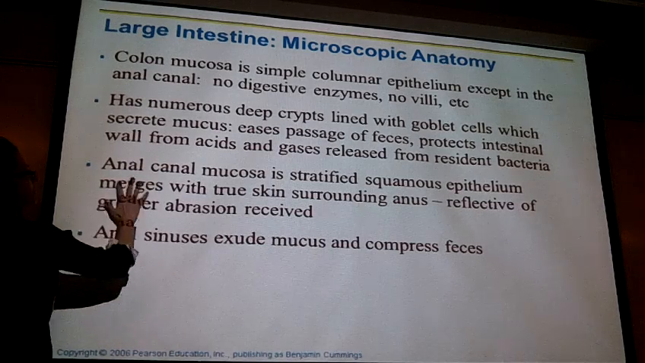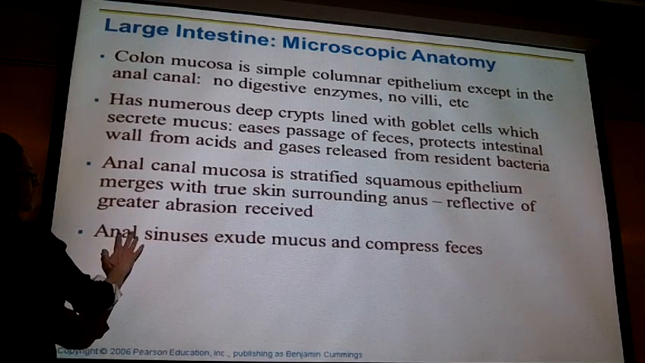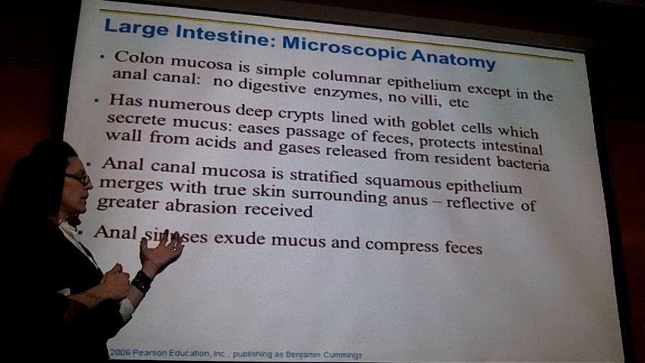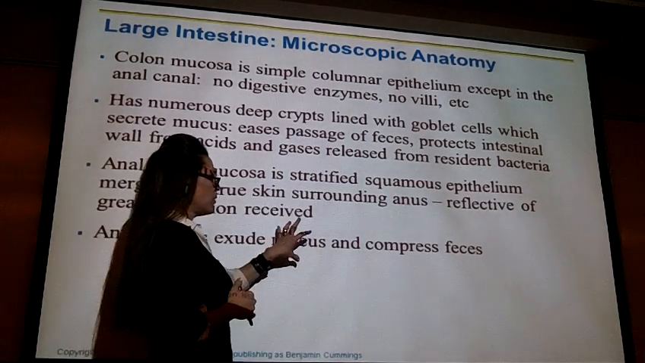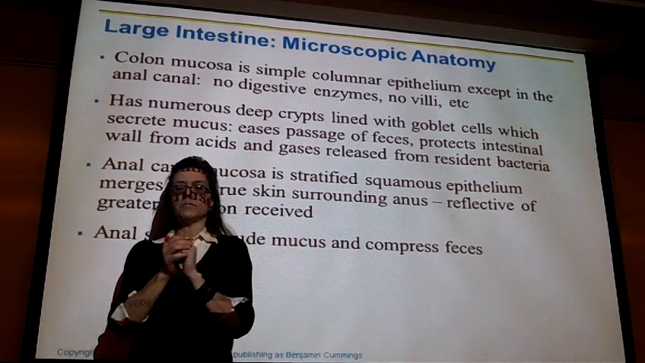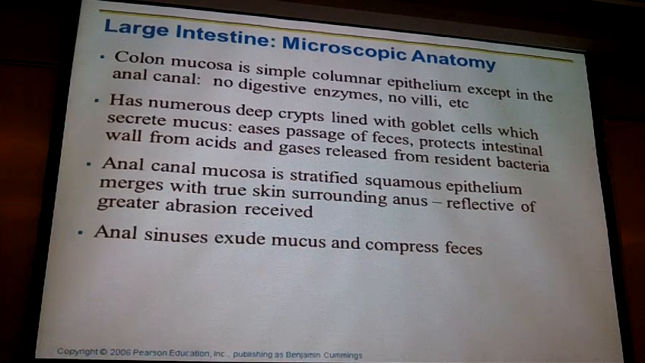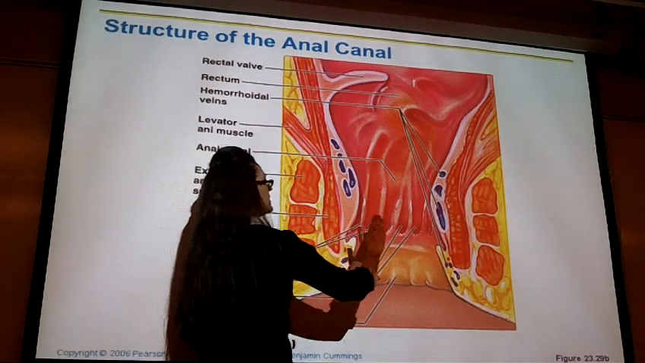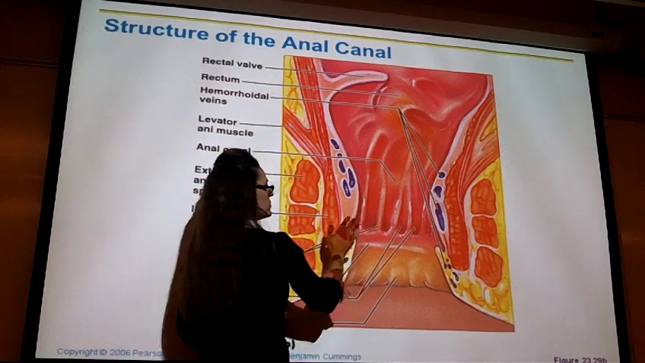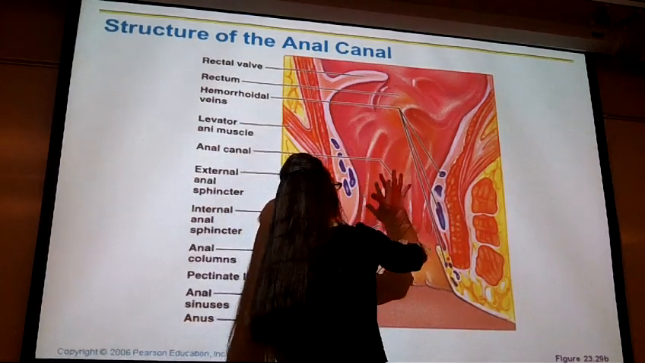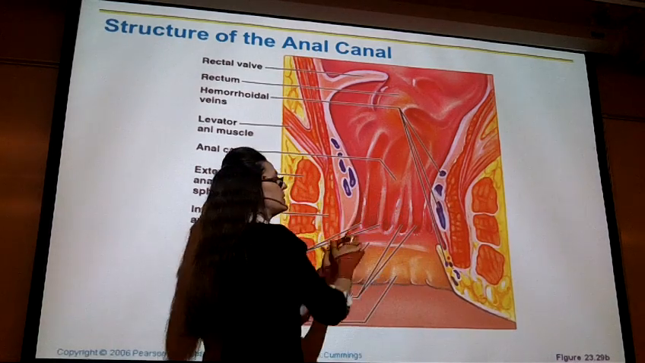Now, also in the anal region, you'll have what are called sinuses. And these are kind of like grooves in the wall of the anus, and they're going to help release mucus and also help to compact that fecal material. So if we just look at the anal canal, you can see these grooves in here. Those are the anal sinuses. And again, as that fecal material comes down here, it helps to compact it.